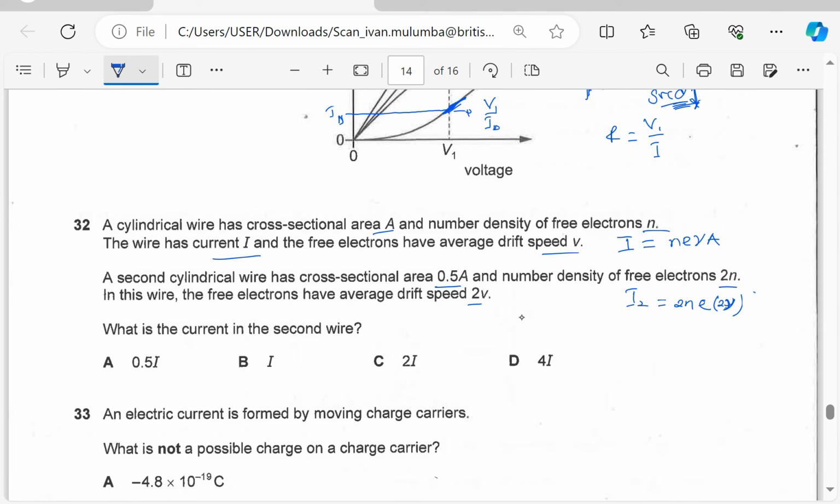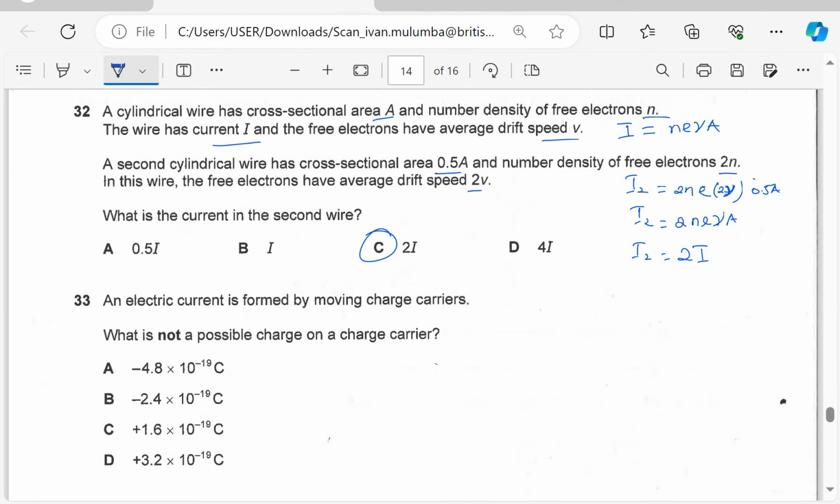And the area is 0.5 A. So it means I2 is going to be 4 times 0.2, which becomes 2 n e v times A. So this means I2 is going to be twice I. So the answer is automatically going to be C.